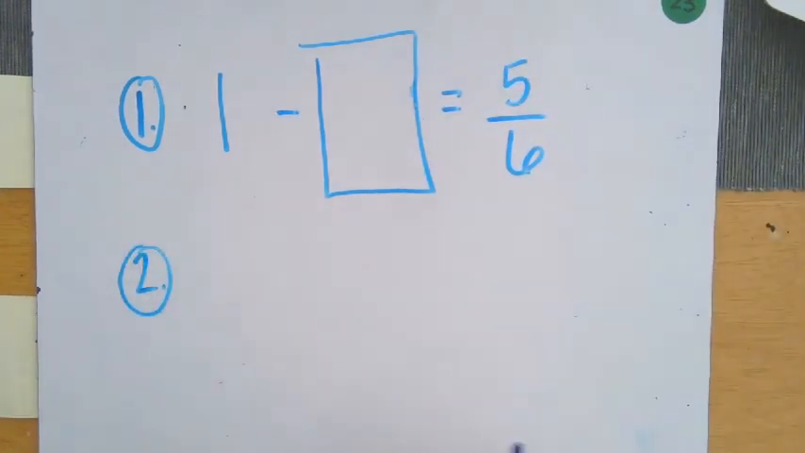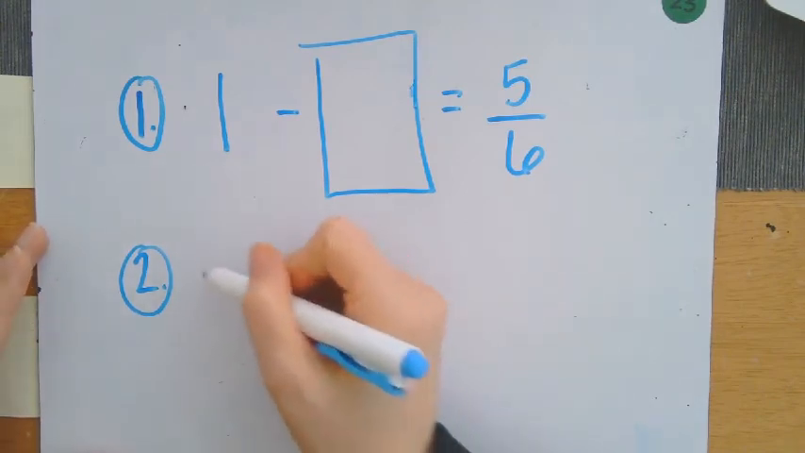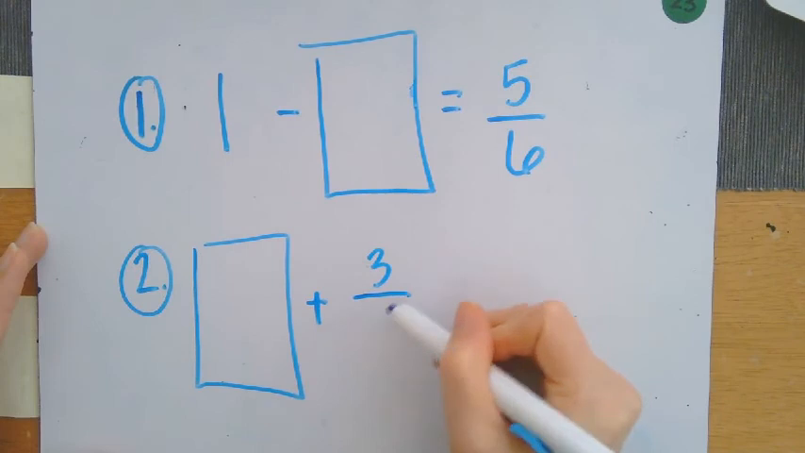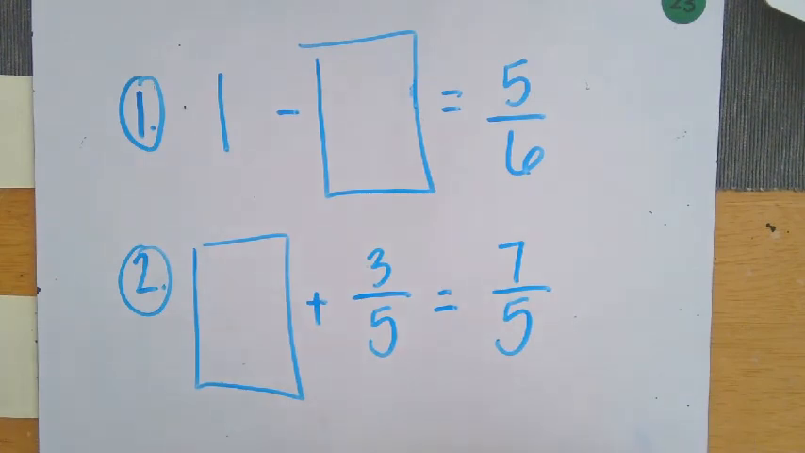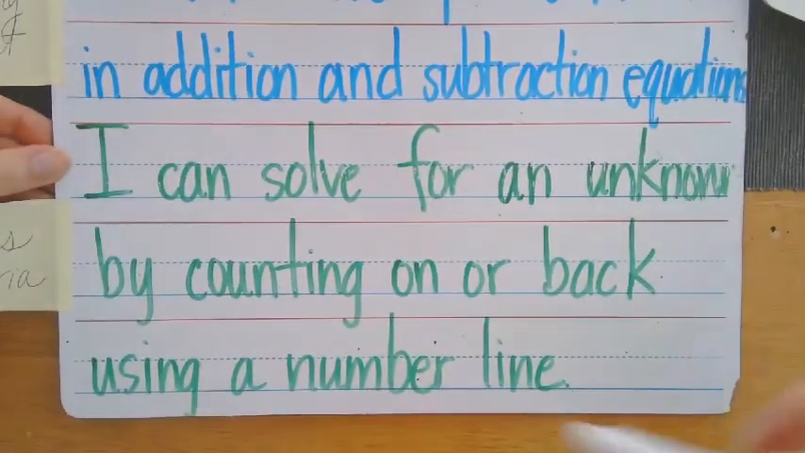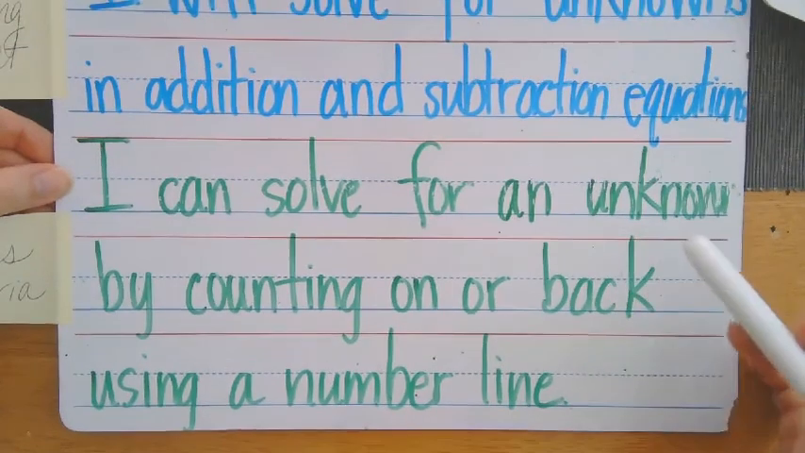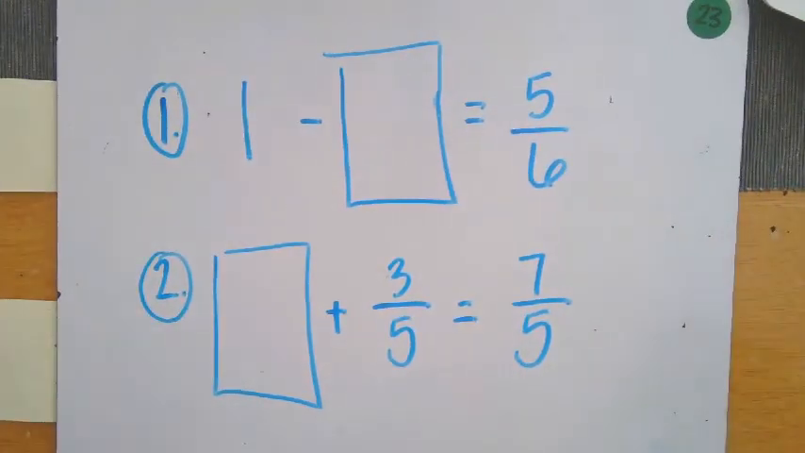Second problem I want you to work on is going to be an addition problem. Let's go backwards. Blank plus 3/5 equals 7/5. I know some of you are already doing that really quick mental math there, but now I want you to see if you can, again, using a number line, count on or back, okay, to figure out what the unknown is. I know that some of you are doing that very quick mental math, but I want you to show and prove your thinking using a number line.